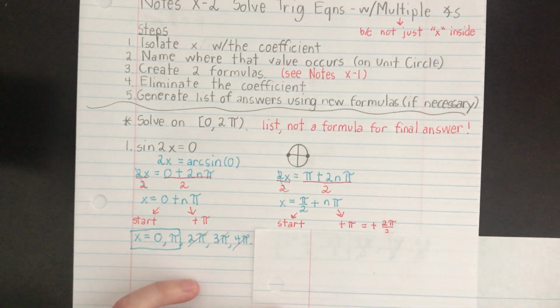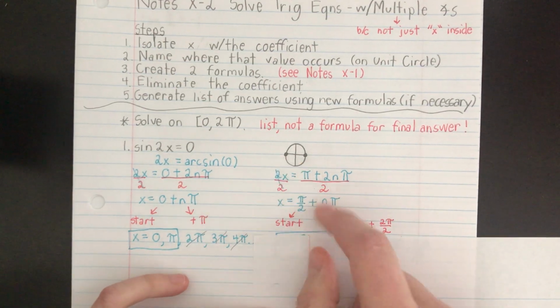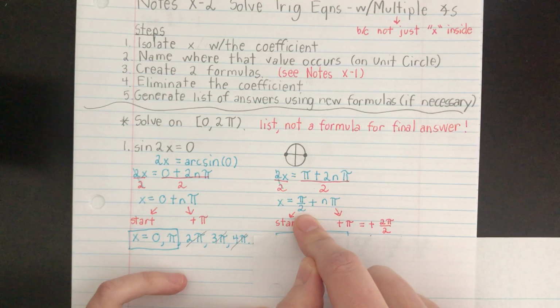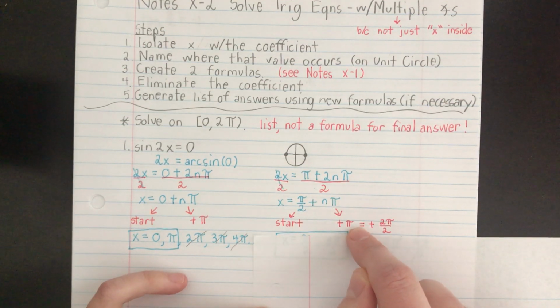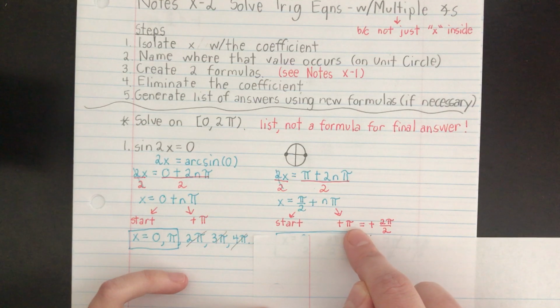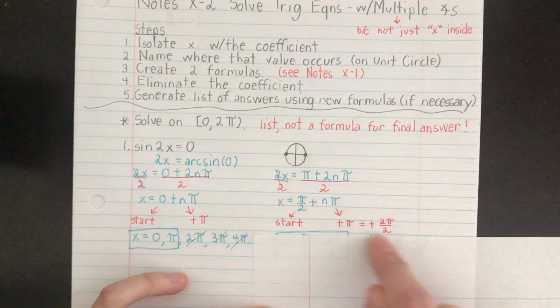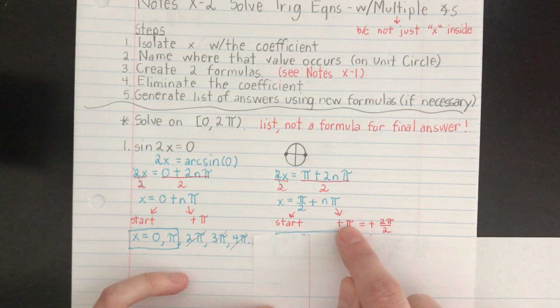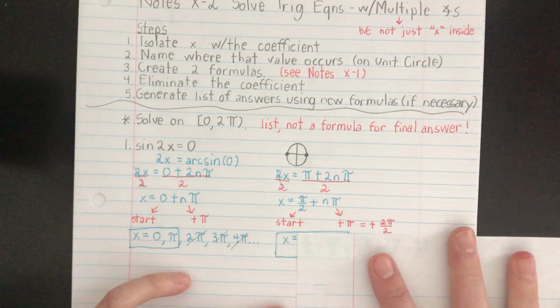On this part, let's look at this carefully. This is our starting angle, right? Pi over 2 is our starting angle after we eliminated the coefficient. And then from there, you're going to add pi every single time. If you plug in integer values, 1, 2, 3, etc., you're going to add pi every time. Now, I'm going to have to add pi to pi over 2. I want to get a common denominator. So instead of saying I'm adding pi, I'm going to say I'm adding 2 pi over 2 to make it easy.